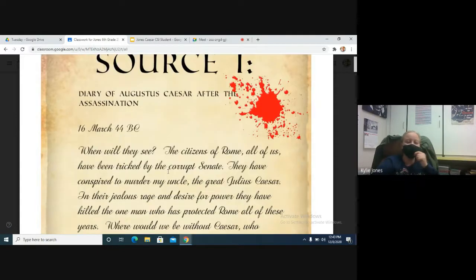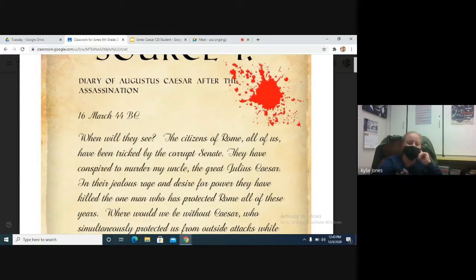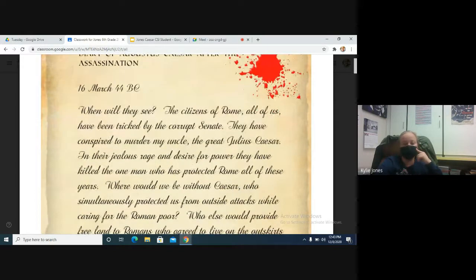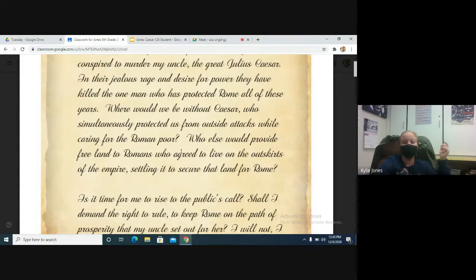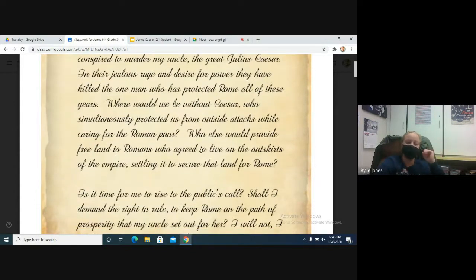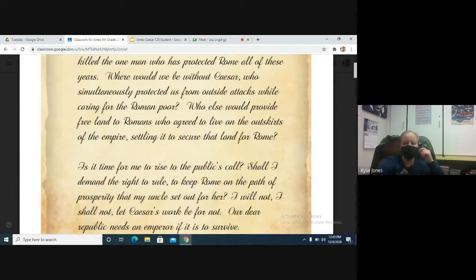The citizens of Rome, all of us, have been tricked by the corrupt Senate. They have conspired to murder my uncle, the great Julius Caesar. In their jealous rage and desire for power, they have killed the one man who has protected Rome all of these years. Where would we be without Caesar, who simultaneously protected us from outside attacks while caring for the Roman poor? Who else would provide free land to Romans who agreed to live on the outskirts of the empire, settling it to secure the land for Rome?